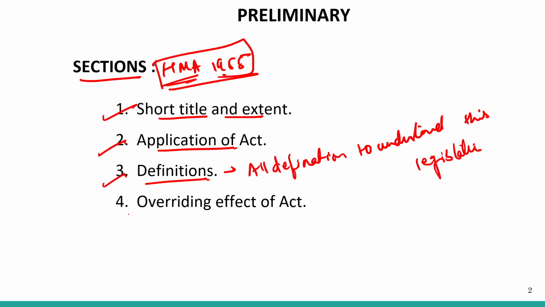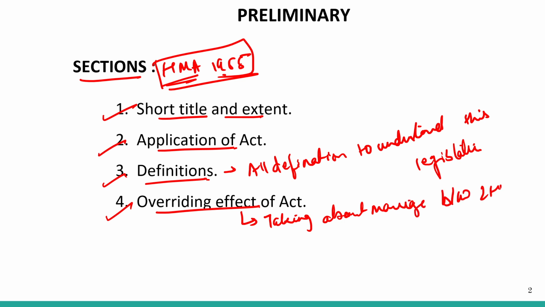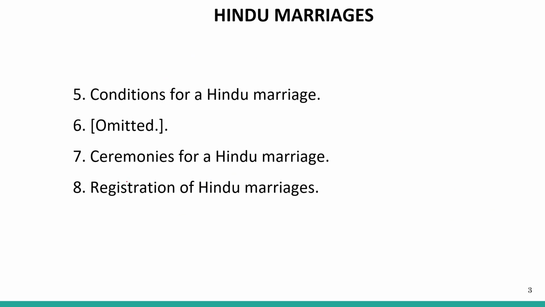Then comes the overriding effect of the act. So if there is any other law or legislation which is talking about marriage between two Hindus, that will be overridden by this act, and how this act will be applicable will be taken into consideration. Then what are the conditions of a Hindu marriage? That is what we need to study.